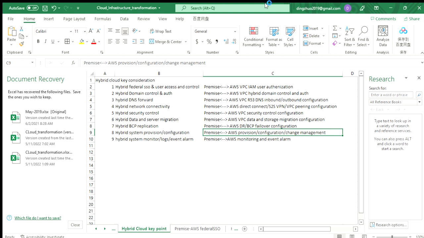Number 8, we're going to talk about system provisioning and configurations under the cloud environment. Number 9, we're going to look at hybrid system monitoring, log analysis, and event alarming for the hybrid environment. So we are going to move to the details one after another.